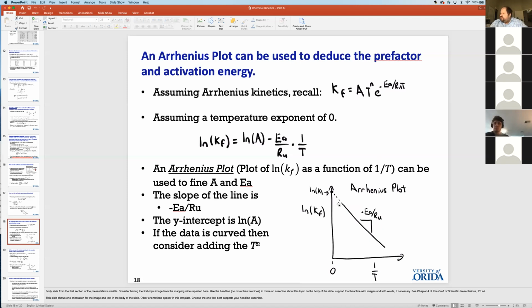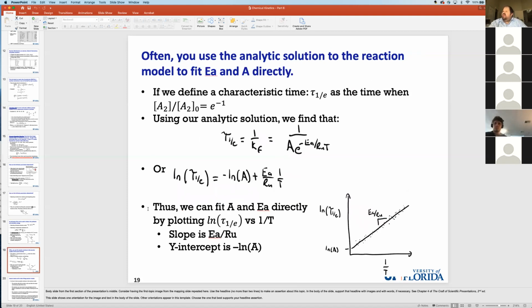Okay, and if you see curvature in this line, but your Kf data fits, that basically means that you should consider adding this temperature exponent term here. But often you can find EA and A directly, and so you can use the analytic solution to your chemical reaction system to fit the activation energy and the prefactor directly.